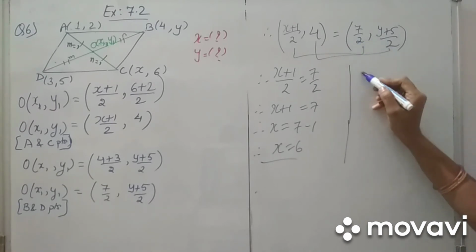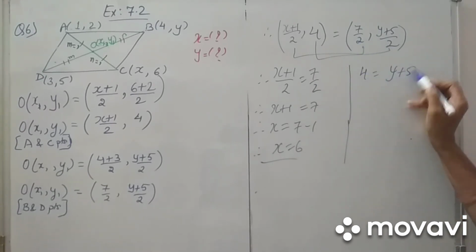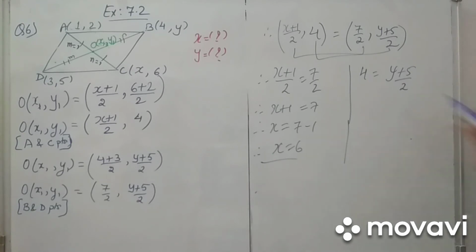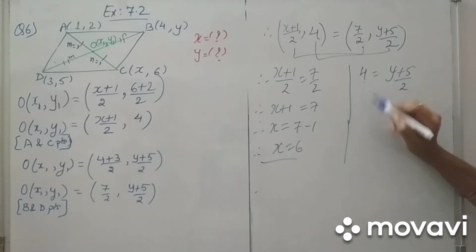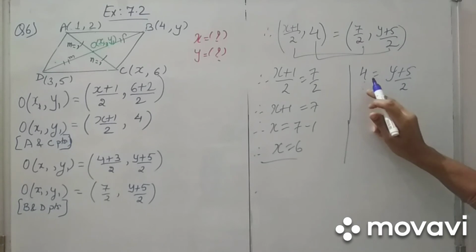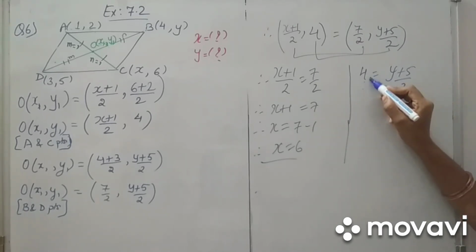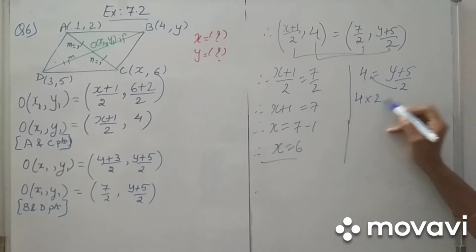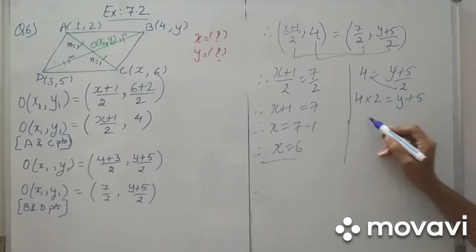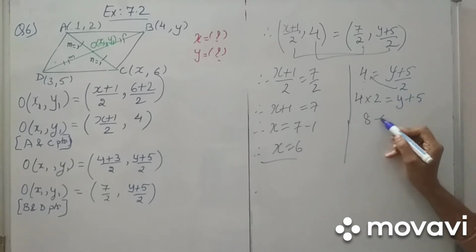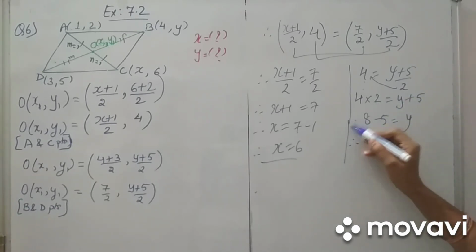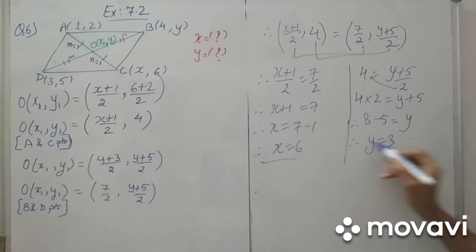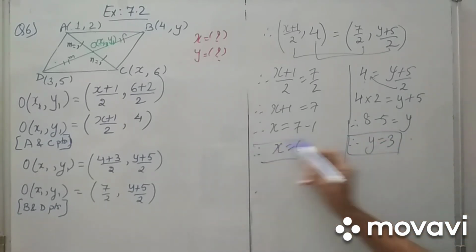Same way, 4 is equal to y plus 5 upon 2. Now look here, on the left side there is nothing in denominator. So we cannot directly cancel it. So take this 2, here it will go in numerator. 4 multiplied by 2 is equal to y plus 5. So 8, take this 5 on left side, so minus. So therefore y is equal to 3, we got it. In this way, we got the value of x and y.